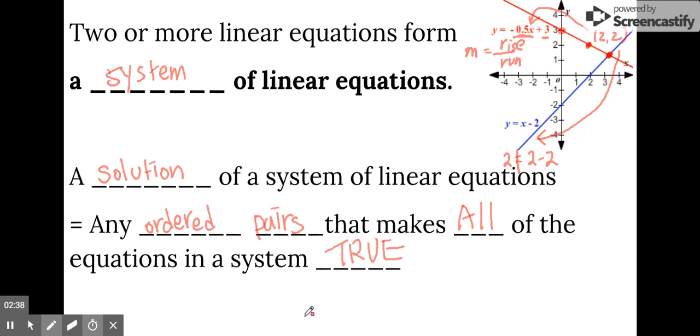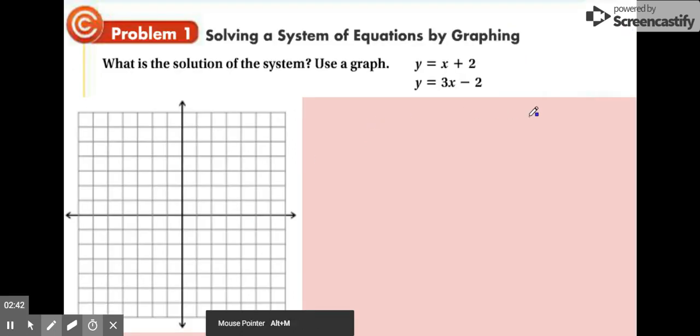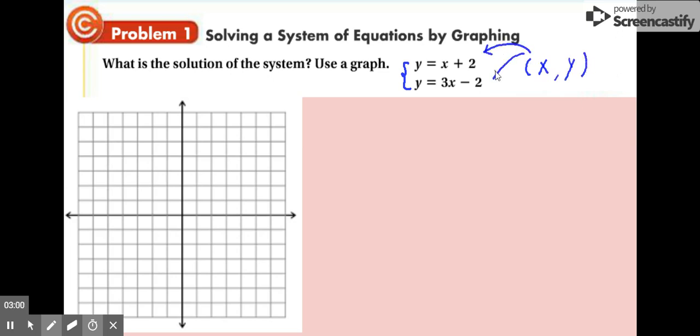Please copy it down. I'll show you the example. So number one, we have two equations in the system. So now this is a system. We need to find a solution, x and y, which makes both equations true. Equation true means when you plug in this ordered pair, then both equations should be true, right? The equal sign should work.